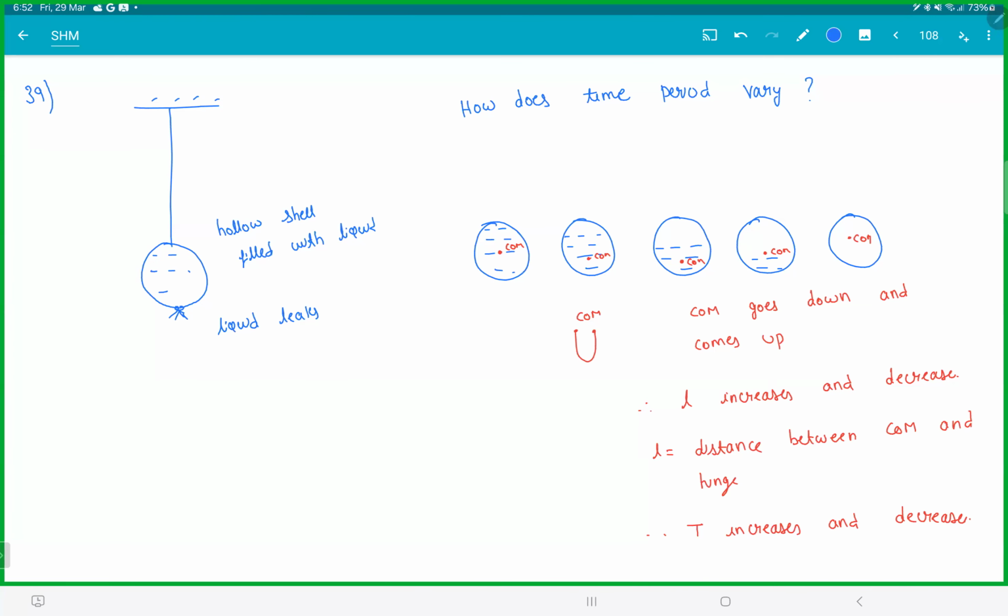Similar one. I hope everyone is clear with this. Clear, na Ali? Aryan? Palaksh? So eventually it will come back to the original time period, right? Yes, because for the hollow shell the center of mass will come back to the same place. Next one.